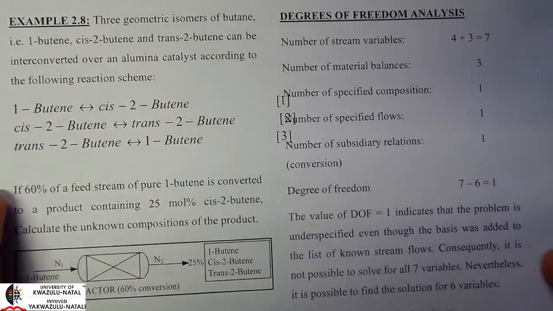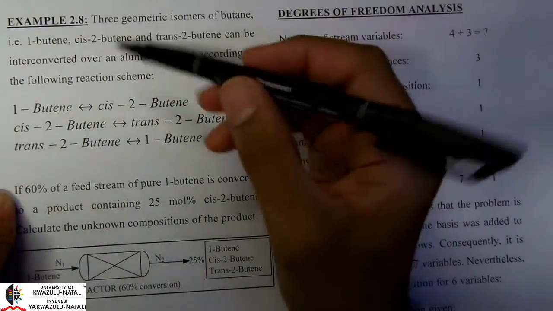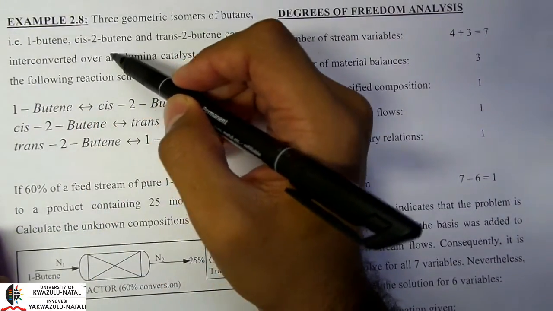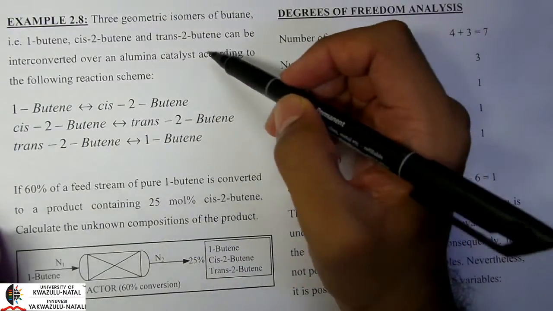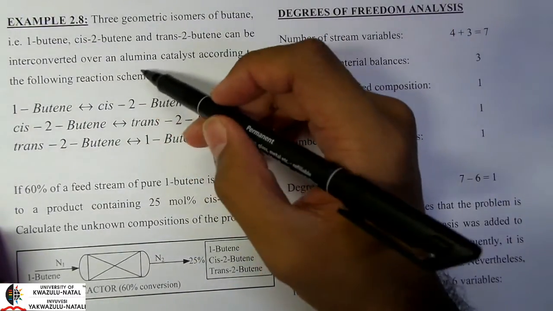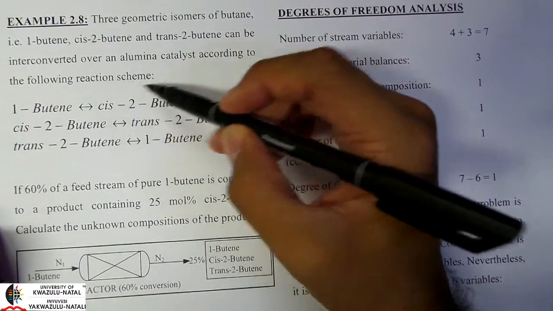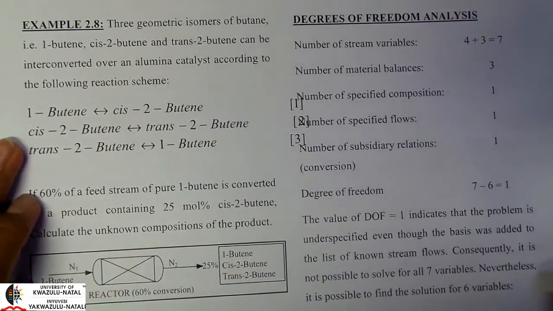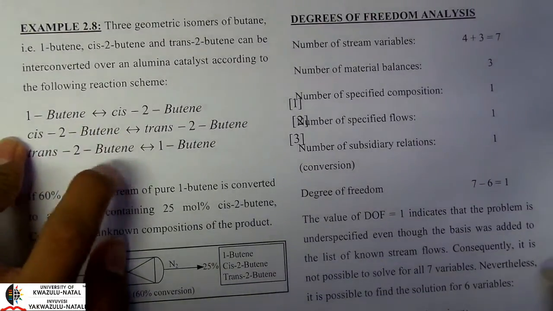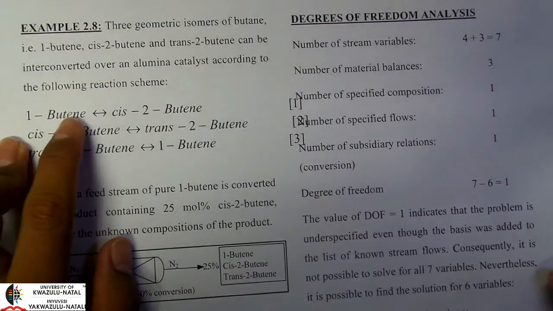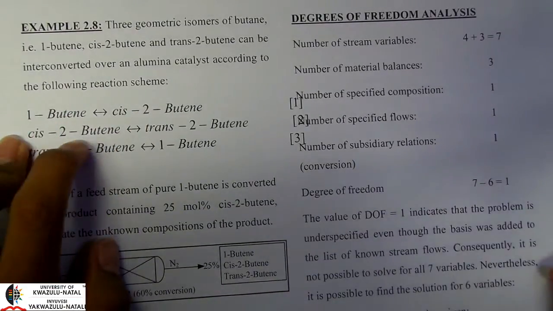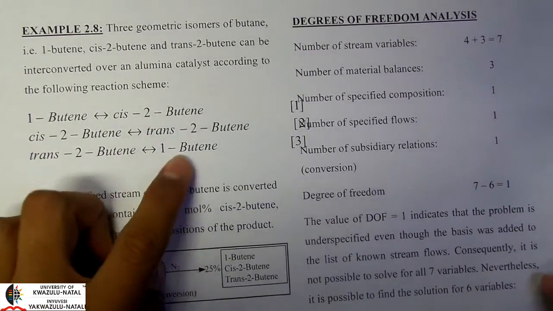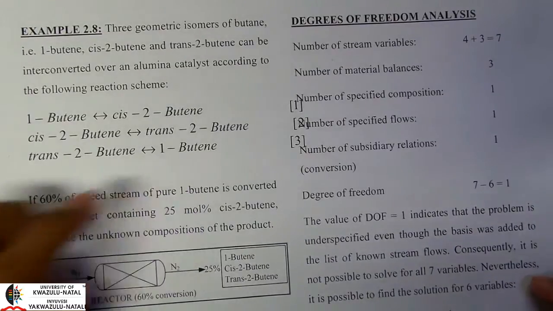So let's consider the following example. We have three geometric isomers of butane, that is 1-butene, cis-2-butene and trans-2-butene, and they can be interconverted over an alumina catalyst according to the following reactions. You can see that these reactions are all reversible: 1-butene going to cis-2-butene, cis-2-butene going to trans-2-butene, and trans-2-butene ultimately reverting back to 1-butene.